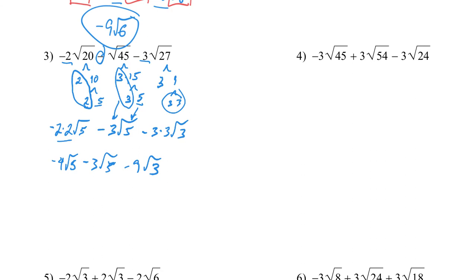So then you add your common radicals, your like radicals. So we have a negative 4 and a negative 3, getting a negative 7 radical 5, and then drop the other guy down, and then you're done. Okay, so simplify all the radicals that you can, and then combine any that are the same radical.